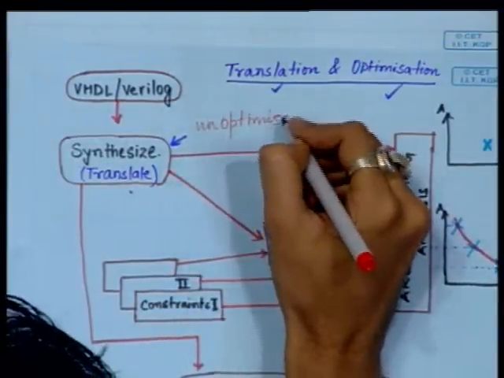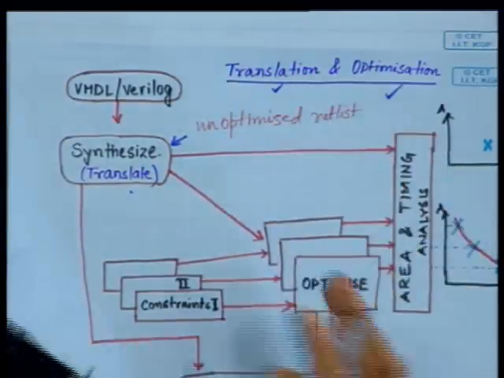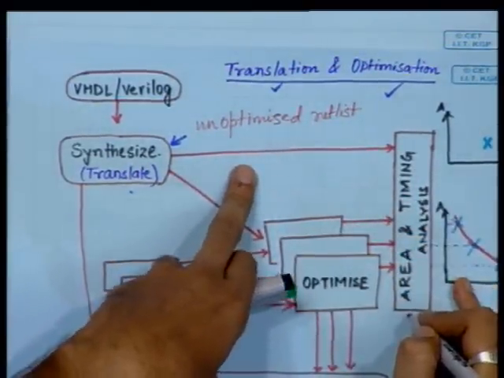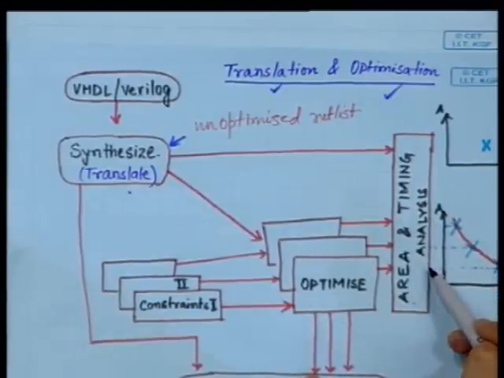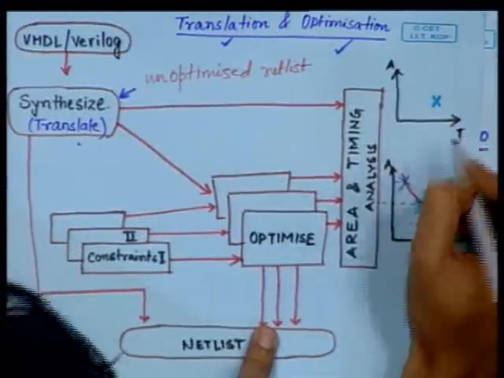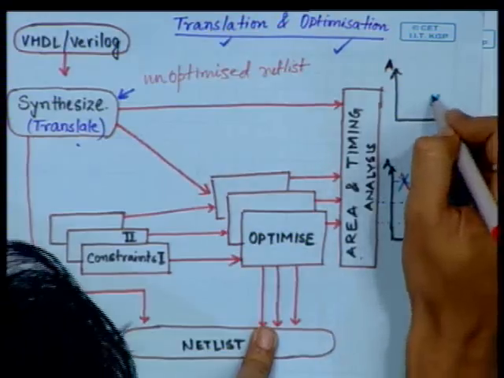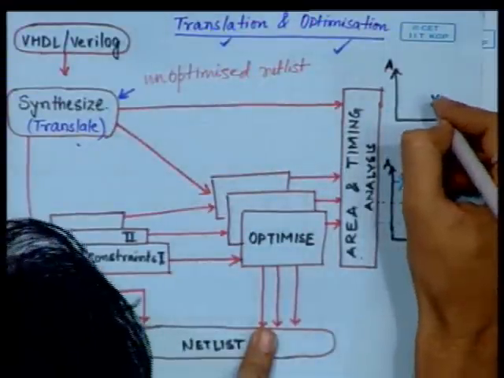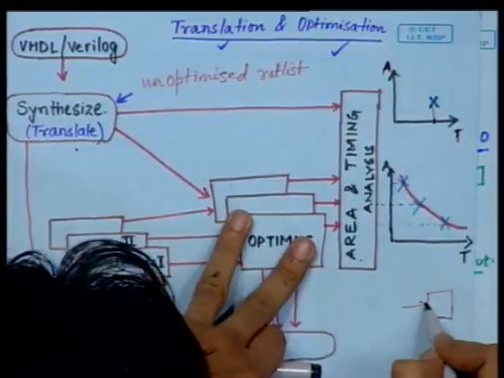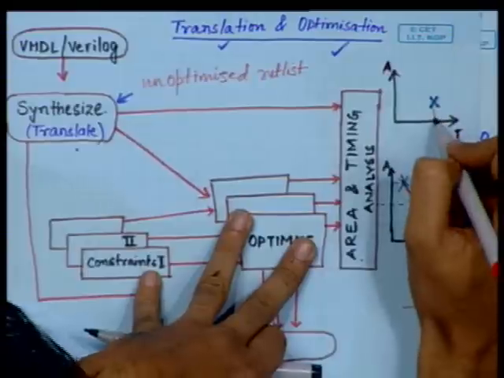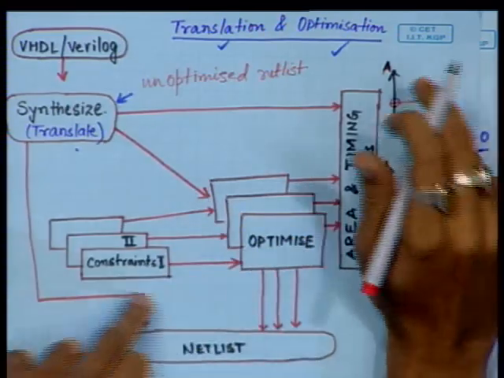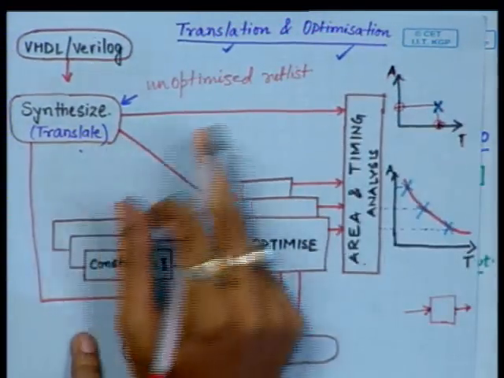Unoptimized netlist. Then, on this unoptimized netlist, we perform area and timing analysis and get something like this. What is this? This is the plotting of timing and area. So for this netlist, we have a speed, the time between input and output is this much, and the area it will take on the chip is this much. Okay, this is the area-time analysis of the unoptimized netlist.